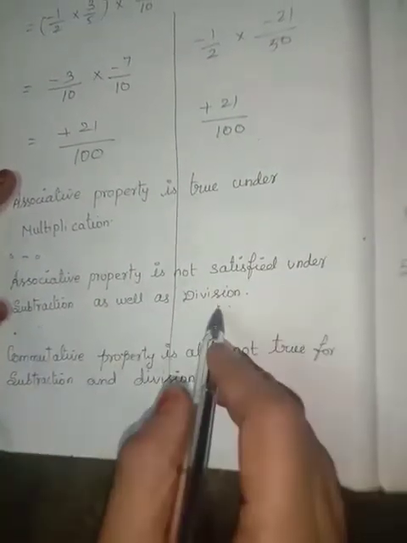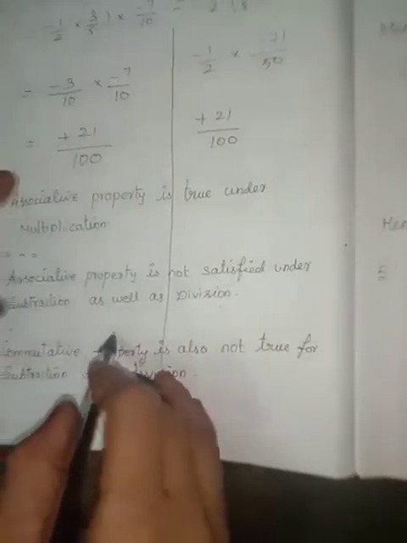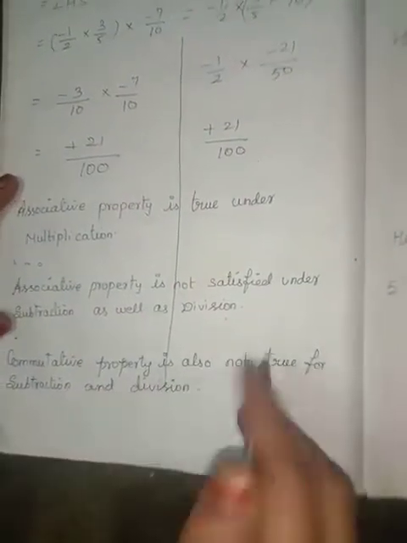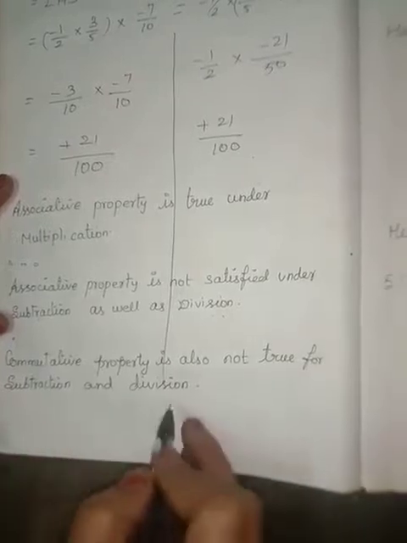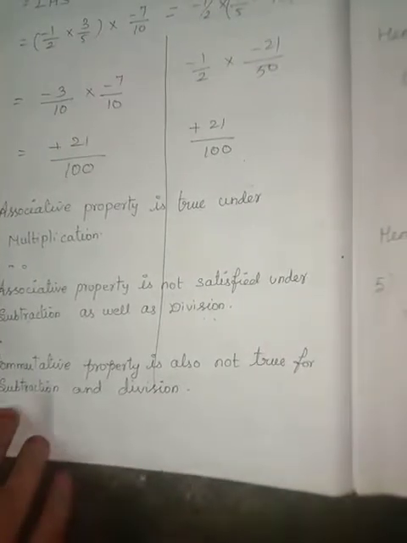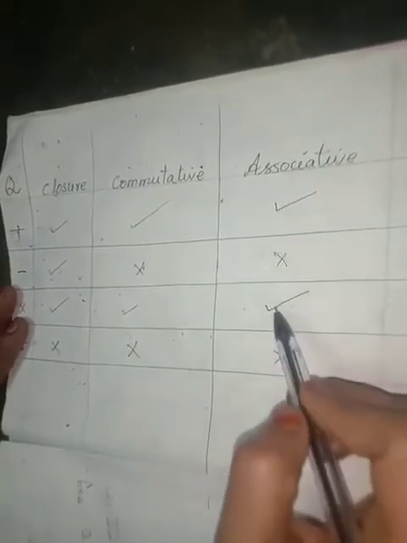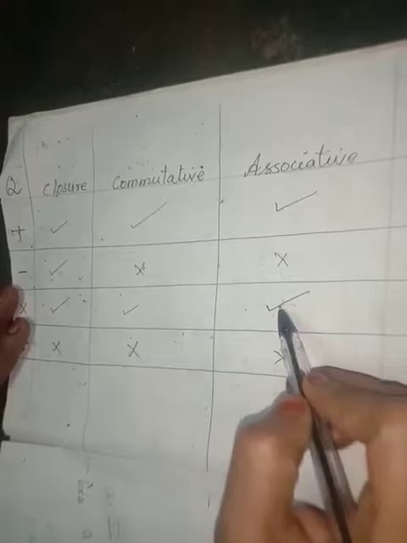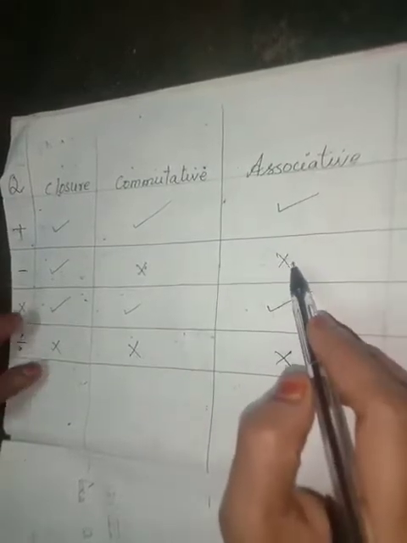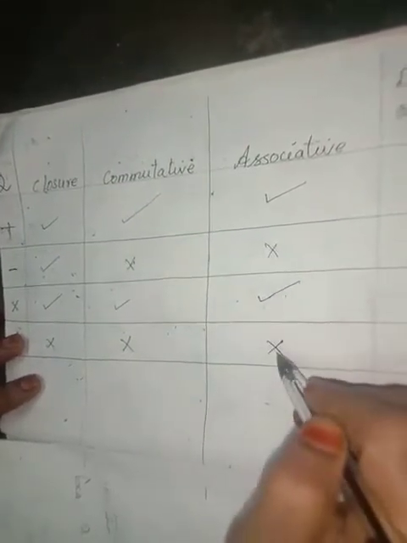as well as division. Not only the associative property, the commutative property is also not true for subtraction and division. From this, we can say that the associative property is applicable only for addition and multiplication, and the associative property is not applicable for subtraction and division.